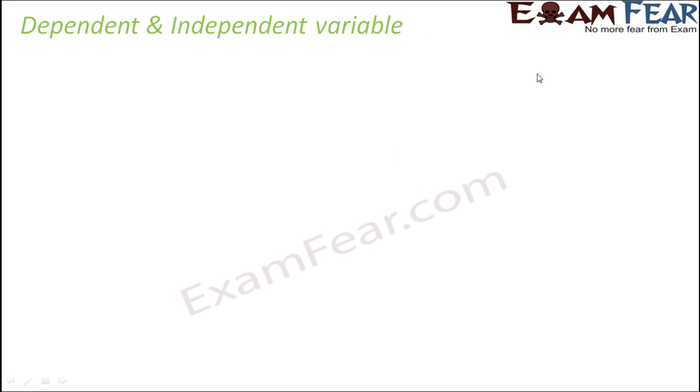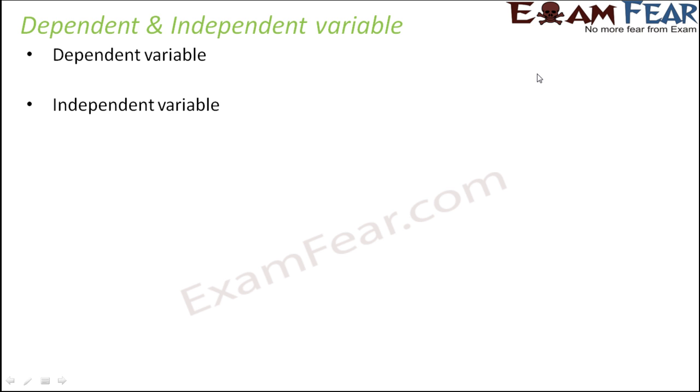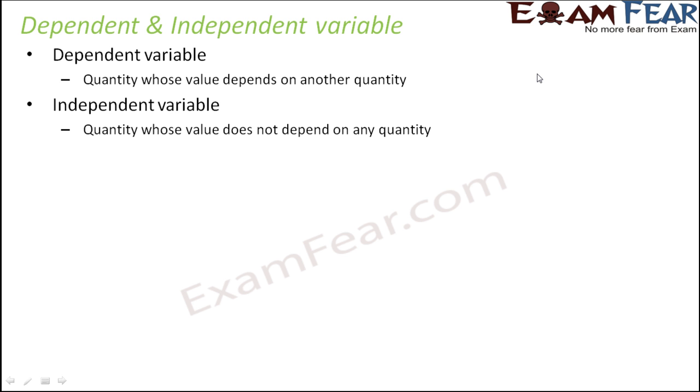Now we will talk about another important concept with regards to linear graph, that is dependent and independent variable. Now let us understand what we mean by this. As the name suggests, dependent means this variable will depend on some other quantity. So the quantity whose value depends on another quantity is a dependent variable, whereas the quantity whose value does not depend on any quantity is independent. That was very much obvious from the name itself. But let us try to understand what exactly it means.